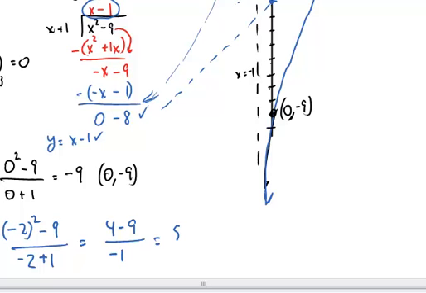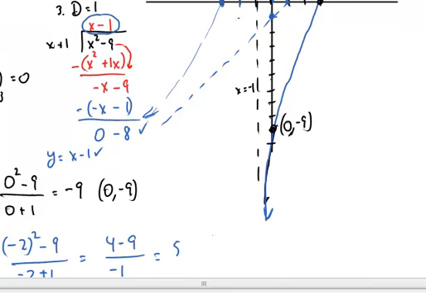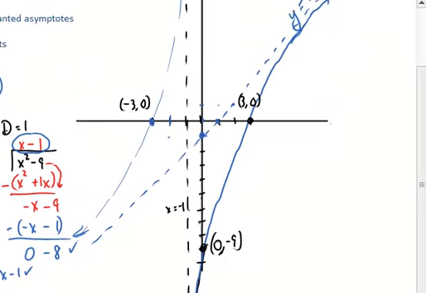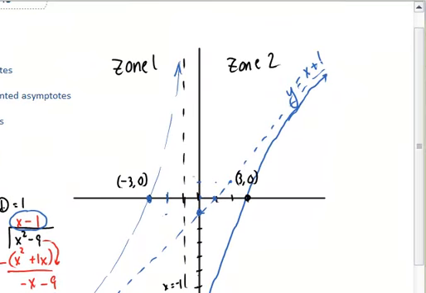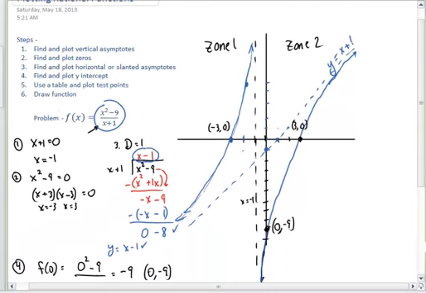So that tells me that my suspicions were correct. When I'm at -2, my y value is 5. So I'm going to plot that point at -2, comma 5. 1, 2, 3, 4, 5. So look at that. Right on the money. There's my curve. And this is what the function would look like with slanted asymptotes for x squared minus 9 all over x plus 1.